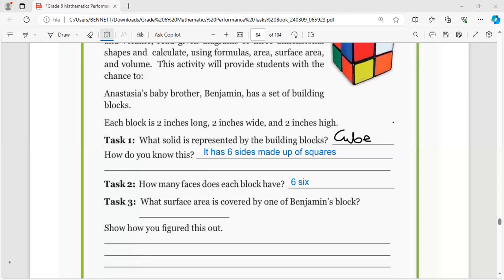Work it out and let me know what you got for the total surface area. I got 24. Alright, thanks, Chanel. How did you figure it out? Because remember, they say how you figured it out. Give the reason, not just the answer alone.